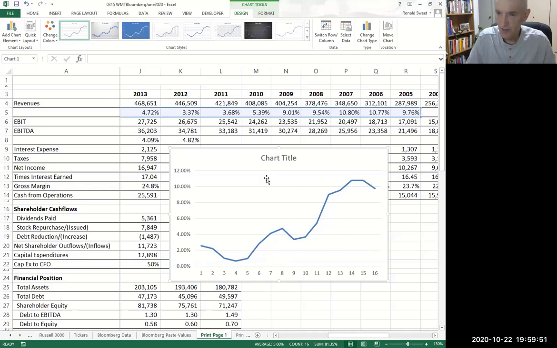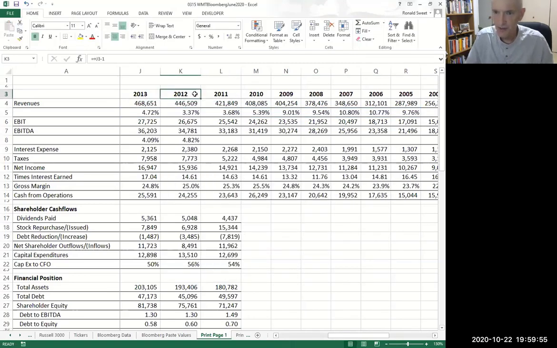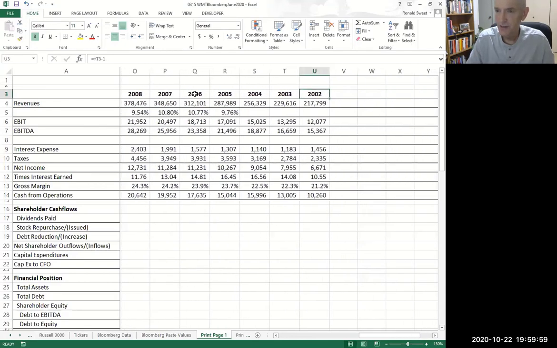Obviously, Amazon showed up and has caused a lot of that. So you do have some data, and don't forget that you have more than just the 10 years there. You can go back at least to 2000. You can go back to 2002. You can't go back further than that, I'm pretty sure.